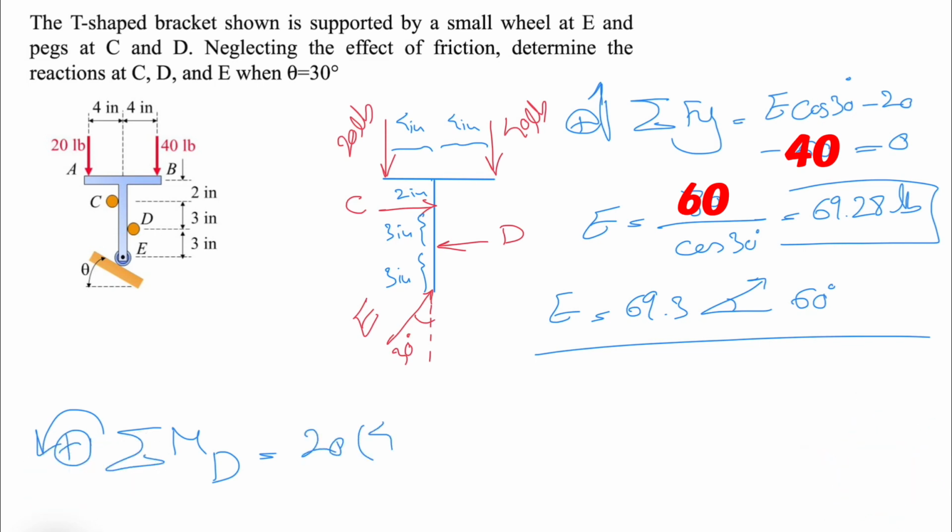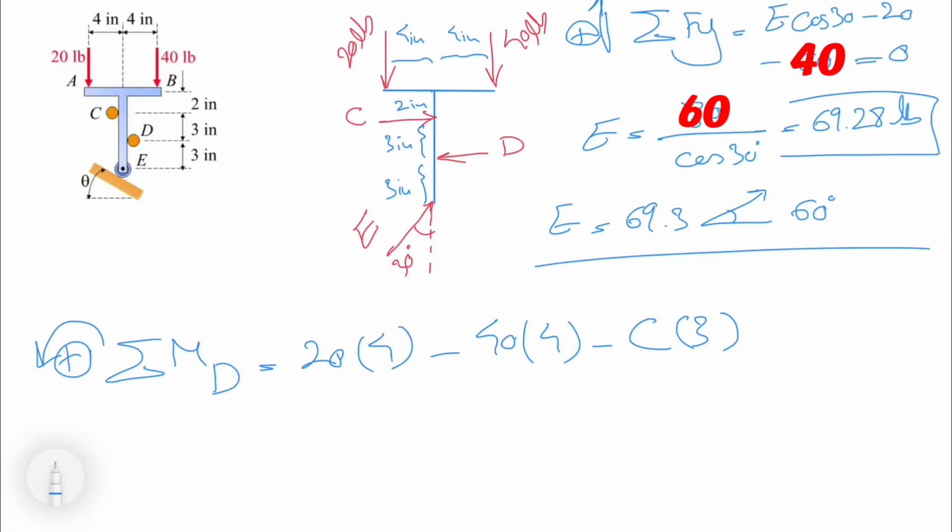Let's start with the moment of the 20 pounds force. If we look at the force, we'll see it's counterclockwise. We'll have 20 times the perpendicular distance, which is 4, and we'll have the moment of the 40 pound force, and since it's a clockwise moment, we'll have 40 times 4. Looking at the moment of this C, again we have a clockwise moment, that would be also a negative moment, and we'll have C times 3.